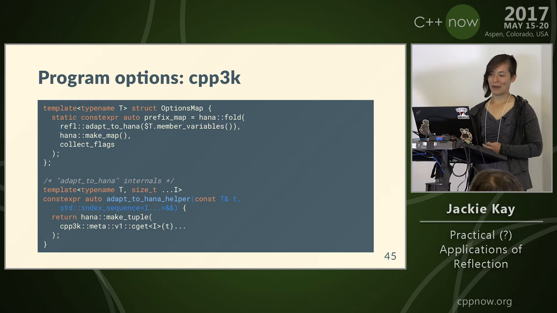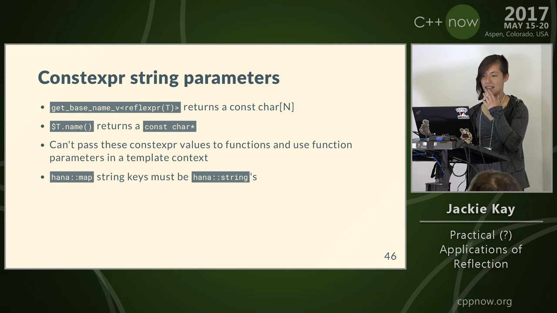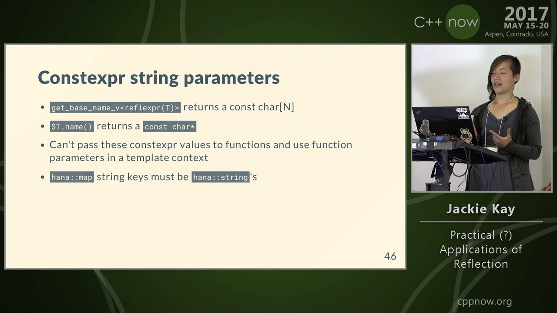One of the things that I want to point out from these slides is that this collect flags lambda in the fold expression to Hana is kind of annoying because we have to deal with constexpr strings. And there is not a standard way to deal with those yet. In fact, the common syntactic sugar to make them nicer, which is using a user-defined literal for a character pack, is not even a standard compiler thing. It's a GNU compiler extension, so that's great. There are also different representations in the different forks right now. In reflexpr, they decided on const char array of size.